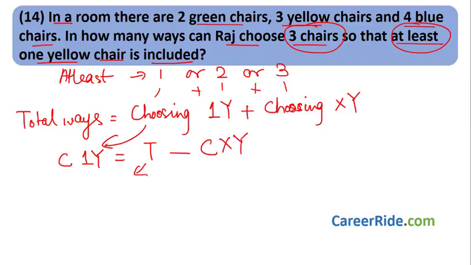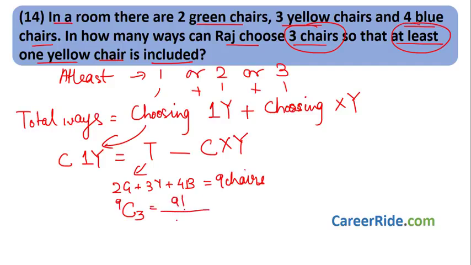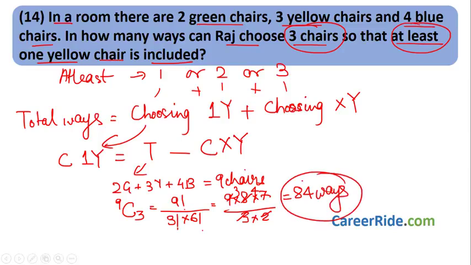What are the total ways? What are the total chairs over here? There are 2 green plus 3 yellow plus 4 blue chairs. That is 4 plus 5 is 9. Total 9 chairs are there. How to choose 3 chairs from 9 chairs? Very easy. Select means combination. Select 3 chairs from 9 chairs. That would be 9 factorial upon 3 factorial into 6 factorial. That is 9 into 8 into 7 divided by 3 into 2. This comes out to be 84 ways. These are the total number of ways.